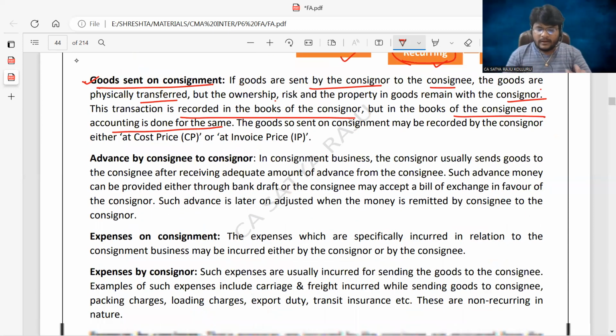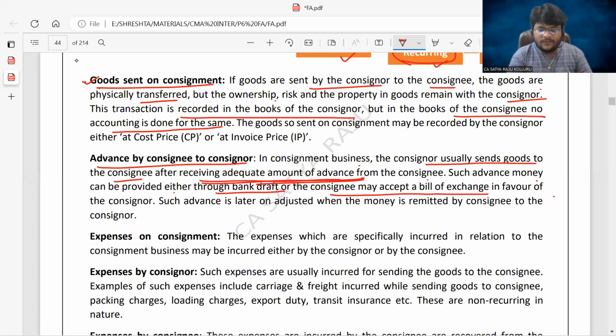Okay. Next, come to the next one. Advance by consignee to the consignor. This one is also explained by me. In consignment business, the consignor usually sends goods to the consignee after receiving an adequate amount of advance from the consignee. Such advance money can be provided either through bank draft, that is DD, or the consignee may accept a bill of exchange in favor of the consignor. If the consignee is unable to pay any cheque or DD, then consignor will tell that at least you can accept a bill. I will raise a bill, you can accept that bill.